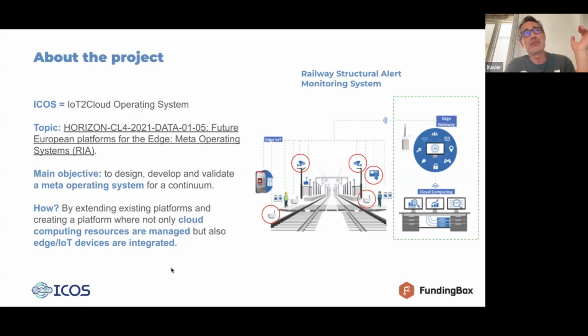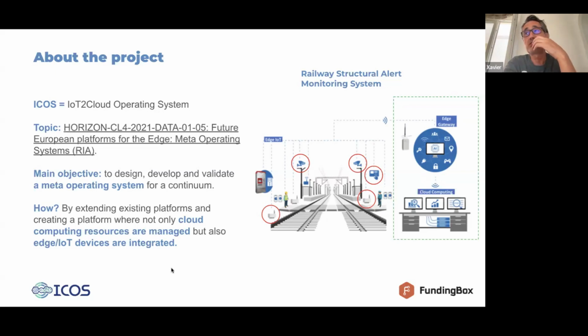Okay, so let's start with the project. As you may know, the ICOS project is now in month 20 or something like that. The main idea is to see how we may design, develop, and validate a meta-operating system for a continuum, right? So we all know what the cloud continuum is. We know that there are many efforts, even in the past, starting in 2016, on developing a sort of management plan for this sort of continuum. We moved that kind of management plan into something that is more intelligent or more agnostic to the technology. And this is what the text in the call referred to as this sort of meta-operating systems.